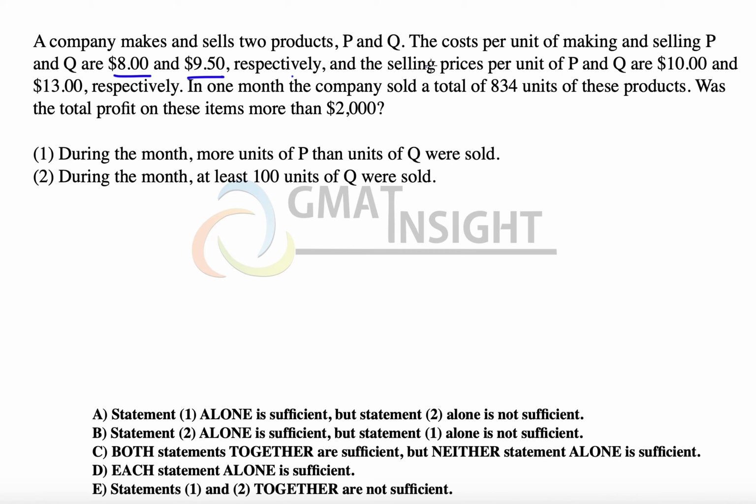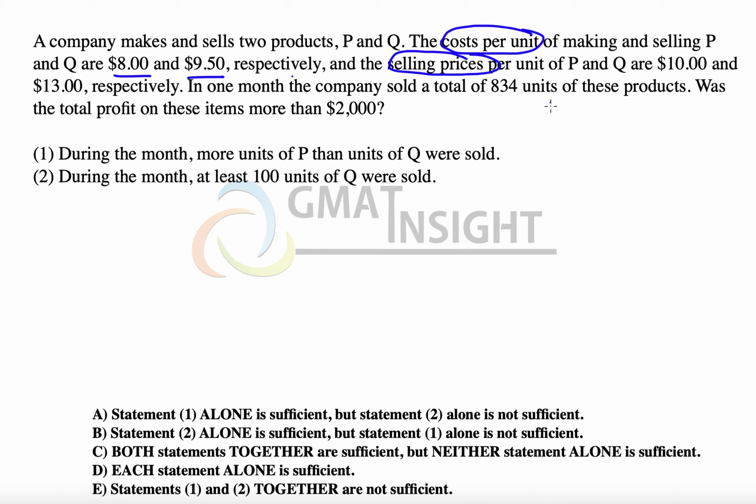So the cost and the selling price. Let's just make sure that we understand these are the cost and the selling price per unit of P and Q. In 1 month, the company sold a total of 834 units of these products.